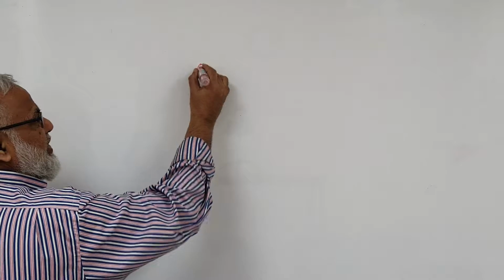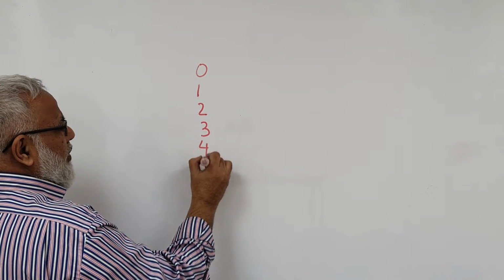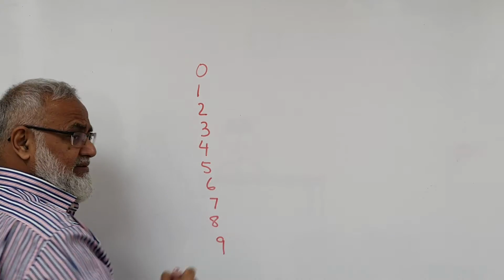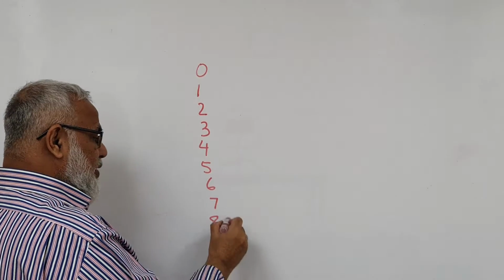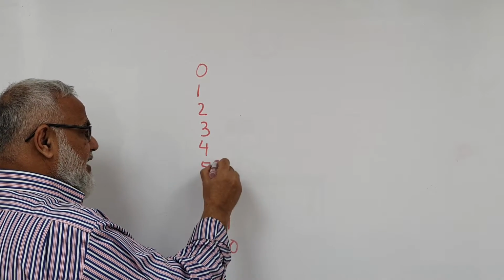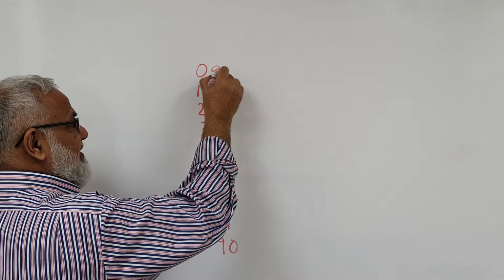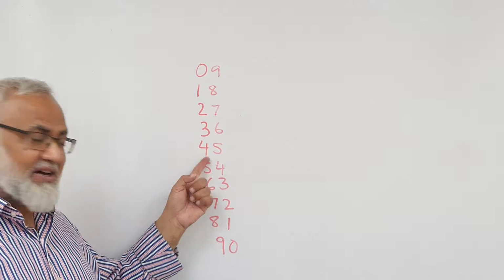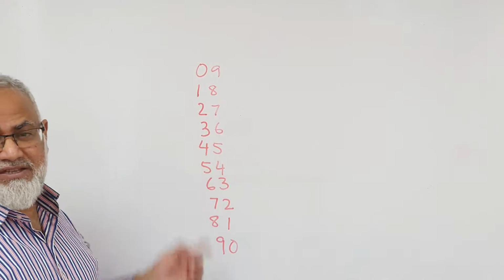For the 9 times table, simply write down 0, 1, 2, 3, 4, 5, 6, 7, 8 and 9. And simply write down the same thing backward: 0, 1, 2, 3, 4, 5, 6, 7, 8 and 9. And this is the 9 times table. So 9 times 5 is 45, 9 times 7 is 63, 9 times 10 is 90, etc.